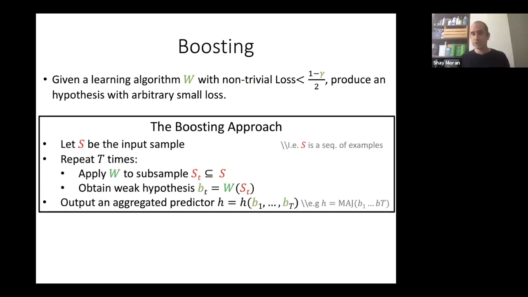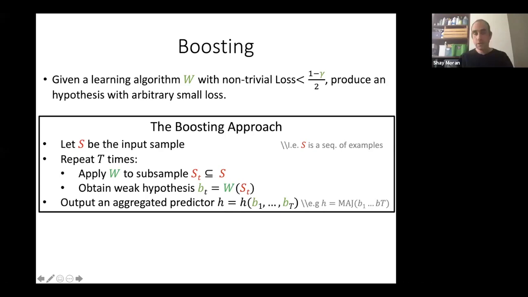The boosting approach proceeds roughly as follows. We get this sequence of examples. And what we do is repeat T times the following process. We take a subsample of the input sample. We apply the weak learner on this subsample and we obtain a weak hypothesis, which we denote by h_t. We repeat it T times, and then we somehow aggregate the weak hypotheses into our final predictor. Typically, the aggregation is done by taking the majority vote, for instance.